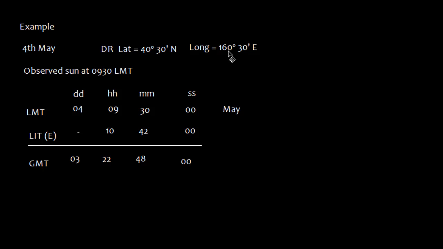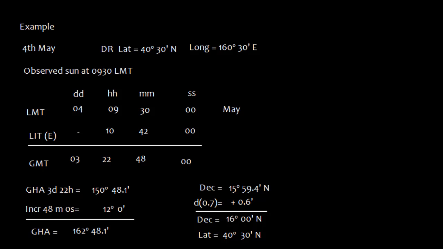LIT is 160 degree 30 minute east. So we convert into time by dividing by 15. So we get 10:42:00. So longitude east, GMT least, LMT more. So we got to subtract. When we subtract, this is 09, this is 10, the date is changed. From 04 it becomes 03. So that is the GMT date and the month is May.